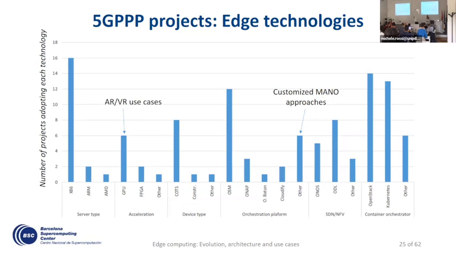So this was a very nice plot because it had different technologies that were used in each project. This is the number of projects that adopted this technology. And again, you see that there is not one solution. Everything is very heterogeneous. So a couple of projects used GPUs because probably they had AR or VR or required some analytics that needed GPUs. Others didn't.